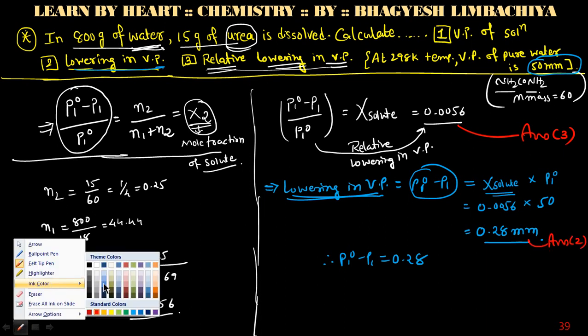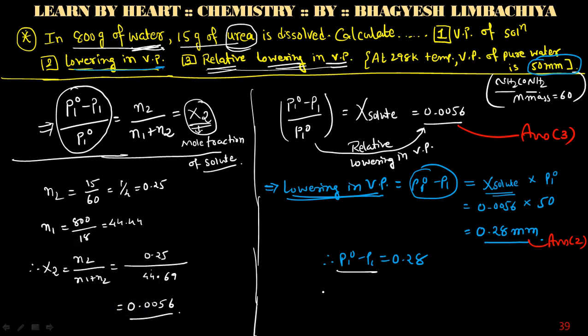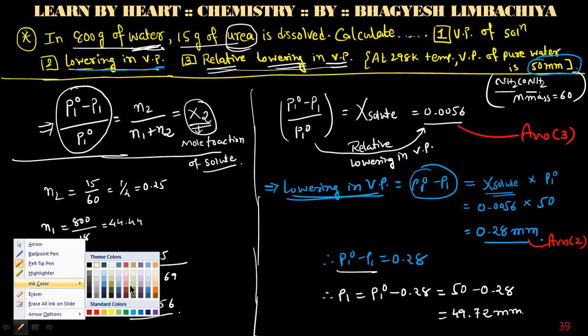Okay, and last and final, what will be P1? So P1 will be P10 minus 0.28. P10 is 50 minus 0.28, so it is 49.72 mm, and this one is our answer number 1.